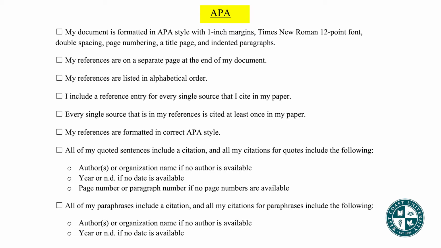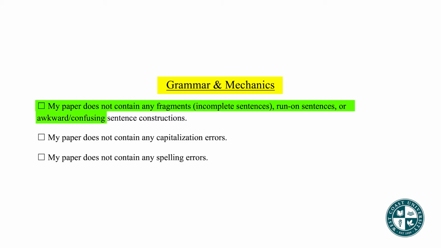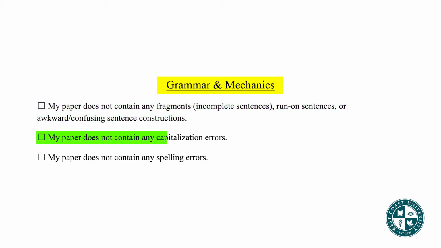Not quite done. There's one final little category in the editing portion: grammar and mechanics. We can't forget grammar, and there are so many different types of grammar errors that one could make, but here are the basics. My paper does not contain any fragments, in other words, incomplete sentences, run-on sentences, or awkward and confusing sentence constructions. My paper does not contain any capitalization errors, and my paper does not contain any spelling errors.